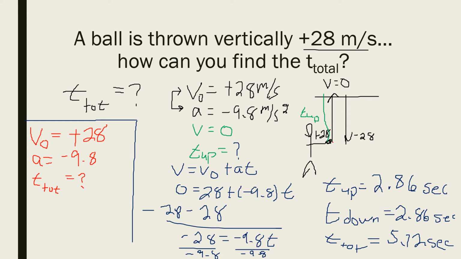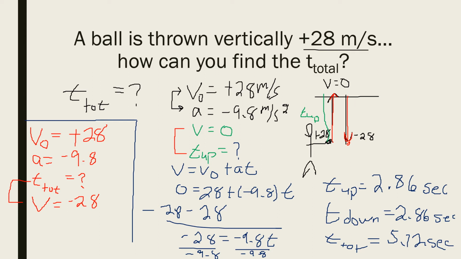Okay, well, let's go back to this picture. T total corresponds to the time it takes to go from here all the way down to here. Oh, I know the final velocity. The final velocity is negative 28. Remember, each time corresponds to a specific velocity. So t up corresponds to 0. T total is going to correspond to negative 28.